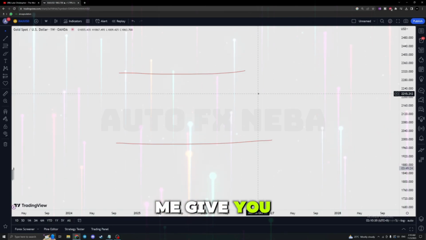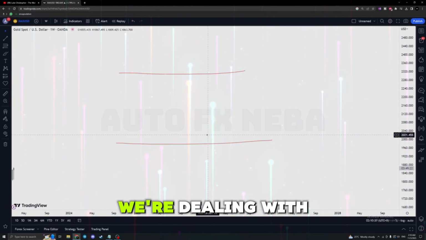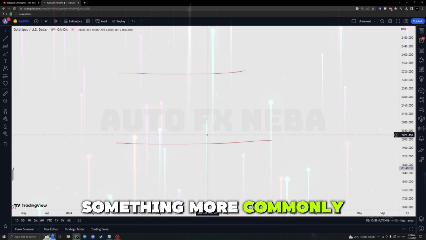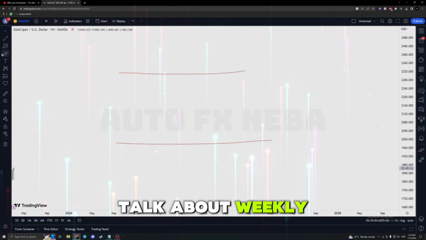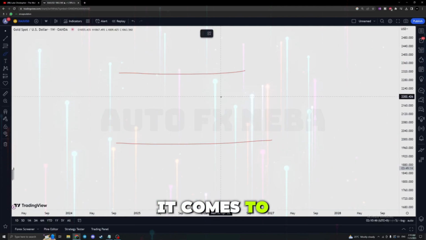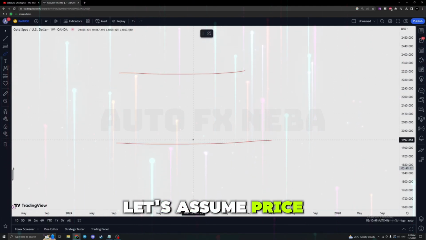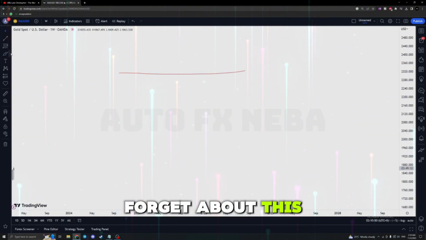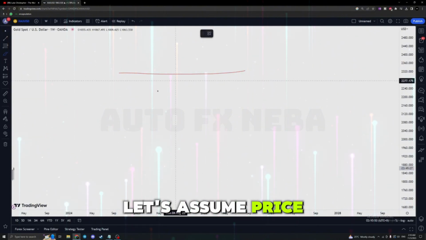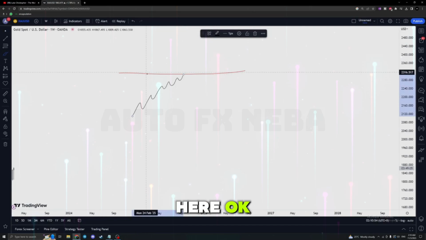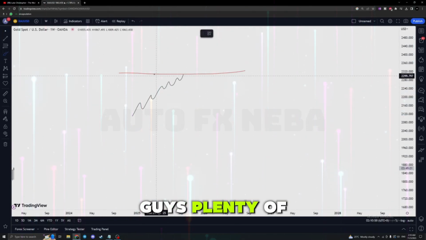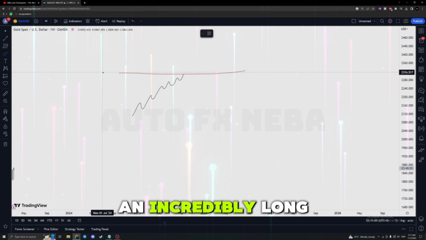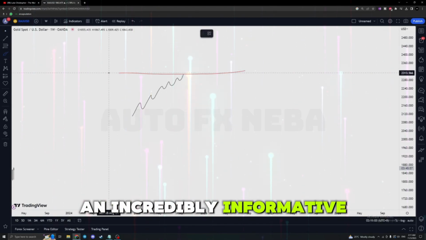Now let me give you exactly what I'm trying to say. Let's say we're dealing with something more commonly used by traders, which would be the daily or the weekly. So let's talk about weekly. When it comes to weekly, let's assume price is heading up here. What is this area that we're dealing with right here? Don't worry, I'll give you plenty of examples. This will be an incredibly long video, but it'll be an incredibly informative video as well.